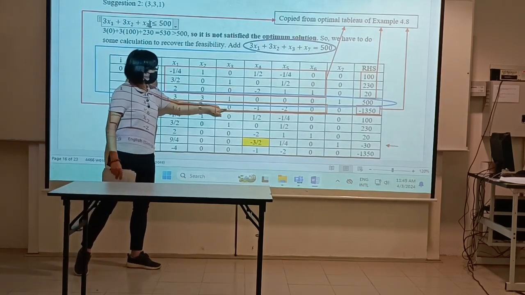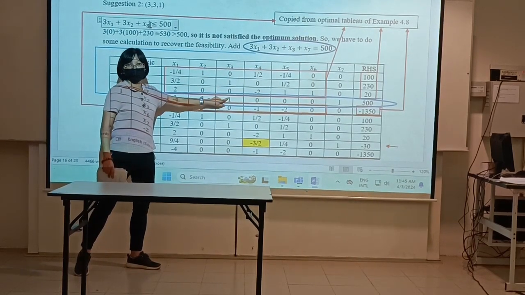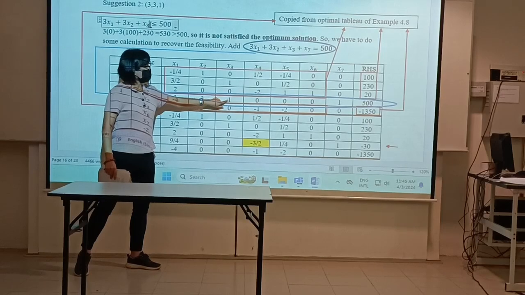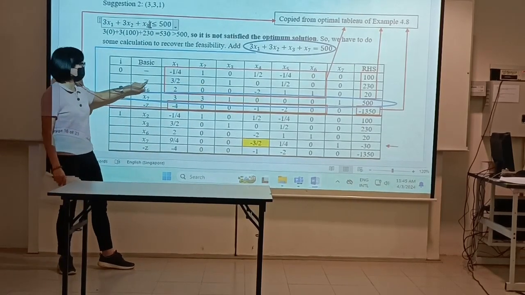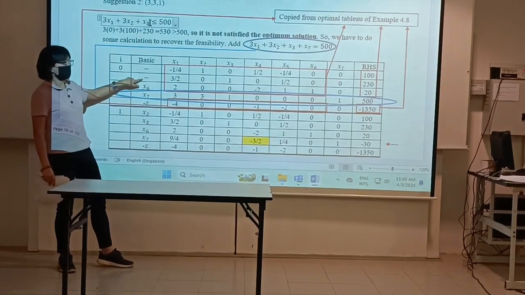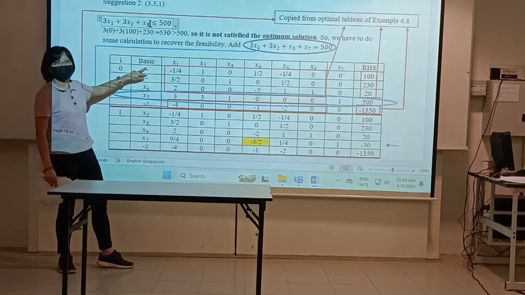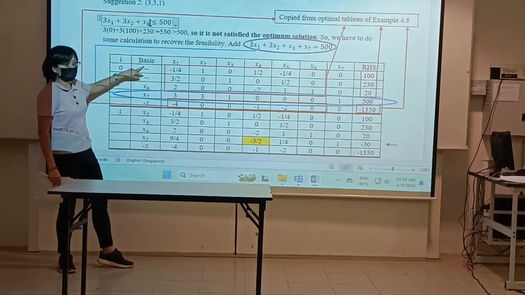Supposedly this is your identity column. But because this value 1 comes from the new constraint, this one is no longer the identity column. We don't have a basic variable. Because we don't have a basic variable, we cannot solve it directly. Okay? We have to update it first.